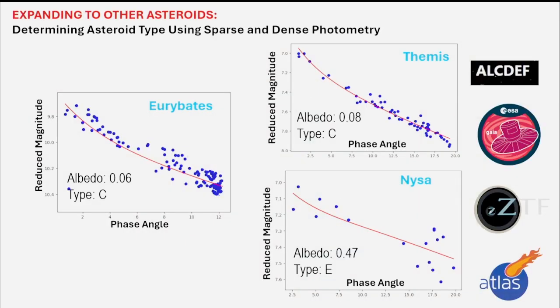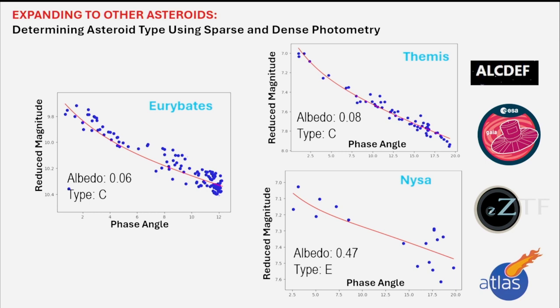And this is not yet over. I'm starting to expand my algorithm to work on several other asteroids. For example, here you can see the phase curves I constructed for three other asteroids: Eurybates, Themis, and Nyssa. And this is all done using multiple sparse datasets like Gaia, ZTF, and Atlas, and then also combining them with dense photometry datasets like the Asteroid Light Curve database, so I could get the maximum physical properties possible. And you can see here I was able to find the albedo of these asteroids as well as their type or composition.